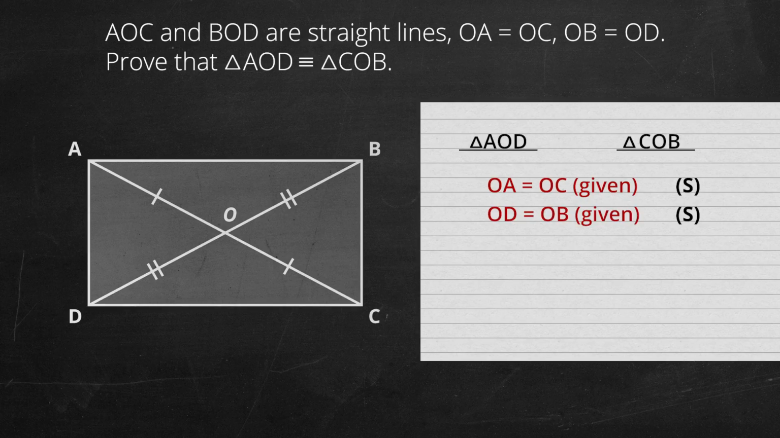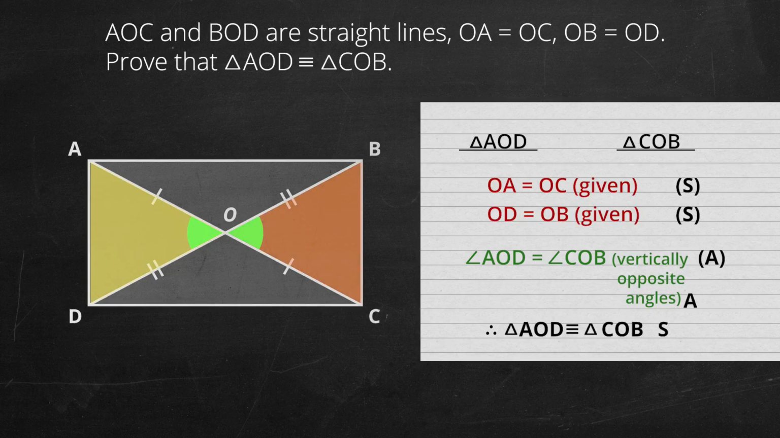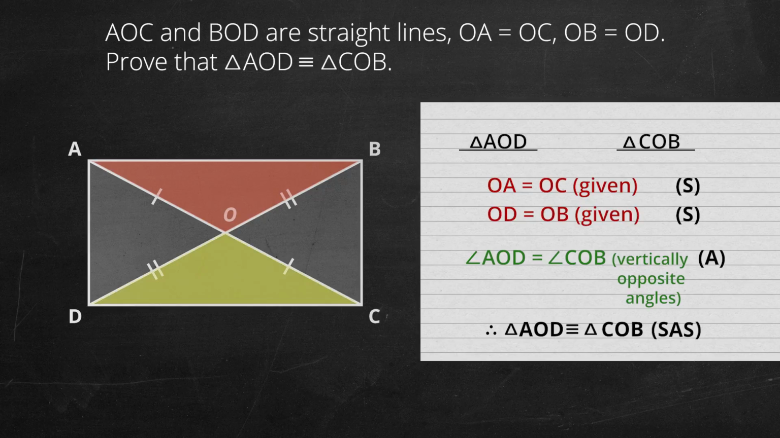Because these two lines are straight, these two angles here are actually vertically opposite angles. This means that angle AOD in this triangle is equal to angle COB in this other triangle. And since the angle is an included angle, triangle AOD is congruent to triangle COB by the SAS congruence test. And you can actually do the same to prove that triangle AOB is congruent to triangle COD as well. Got it?